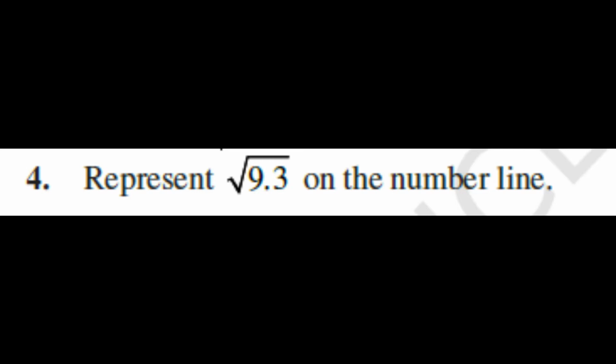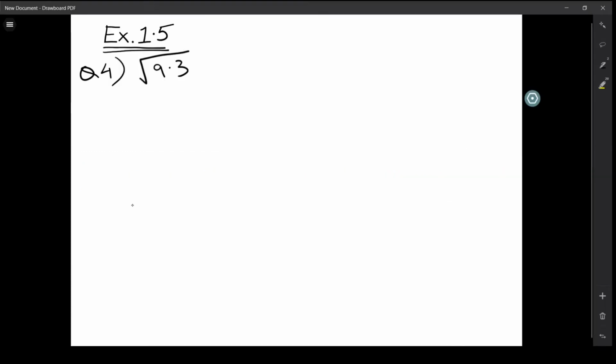Moving to question number 4. It's asking us to represent under root 9.3 on the number line. And how do we do this? So it's fairly simple. There's a bit of construction involved. I'm going to do the rough construction over here. You could use a compass and a scale to do right measurement and it'll turn out fine.